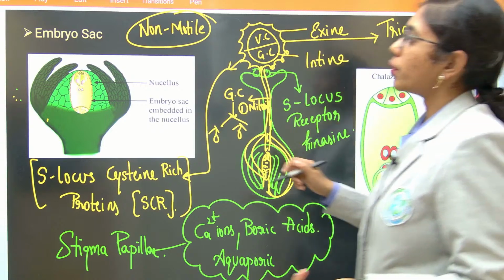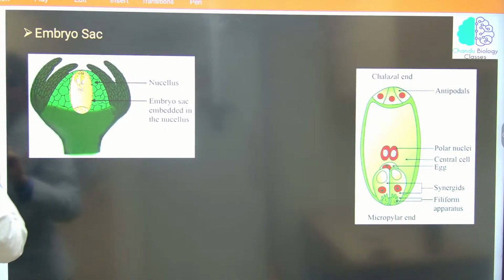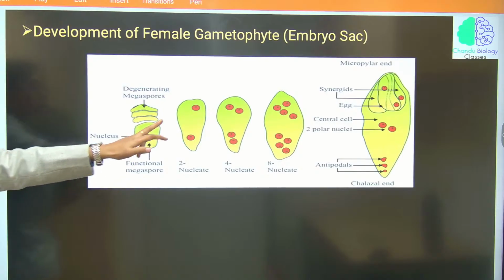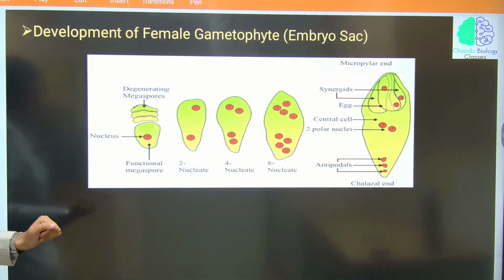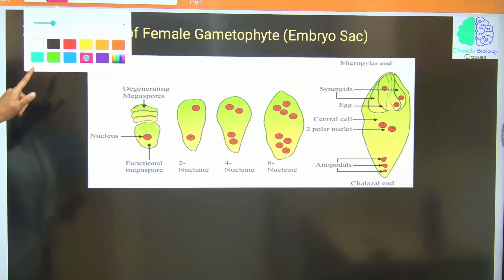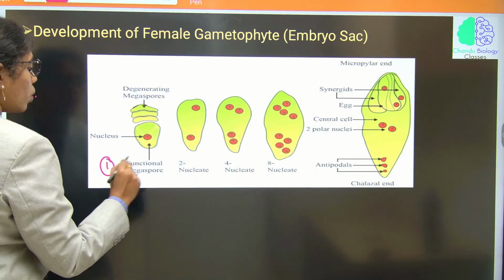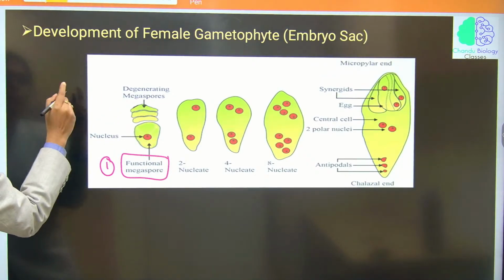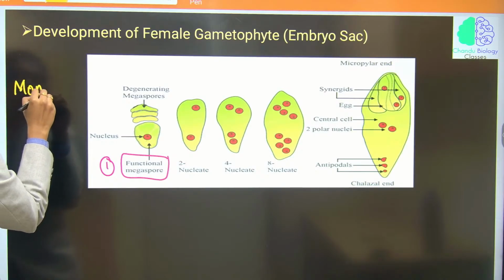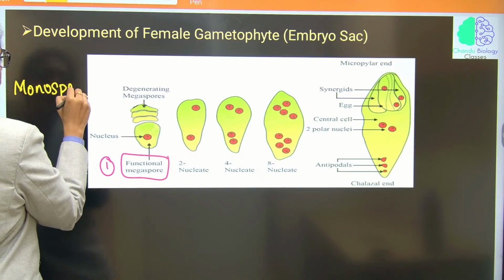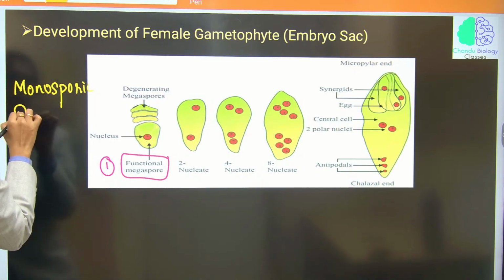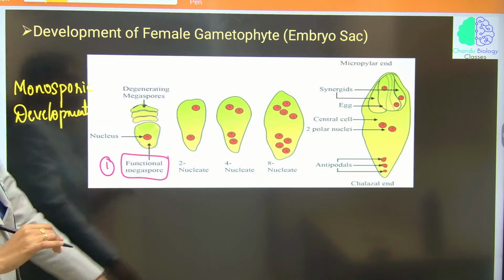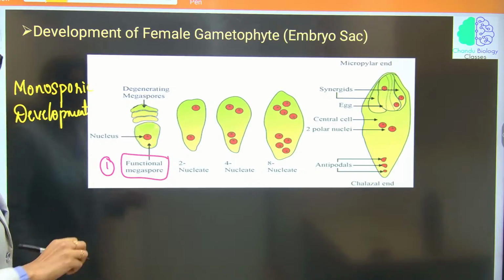And here, if I have to recall one more, there are different modes of embryo sac development. Here, if you see, a functional megaspore is developed into the complete embryo sac. This will not be the case with all the plants. One functional megaspore developing into a complete embryo sac is addressed as monosporic development of the embryo sac, wherein a single functional megaspore forms the complete embryo sac. Fine, right?